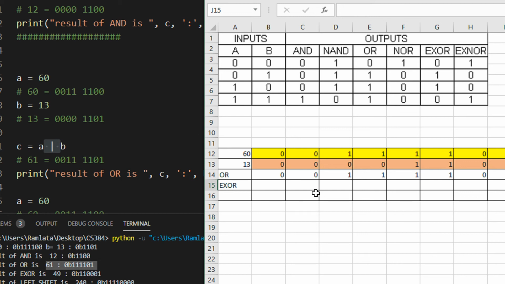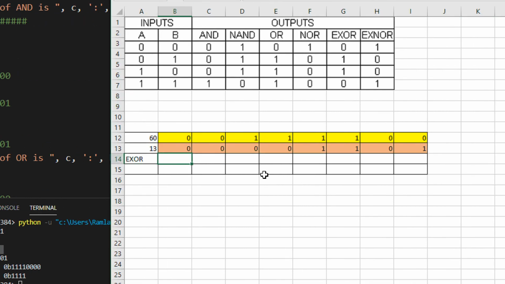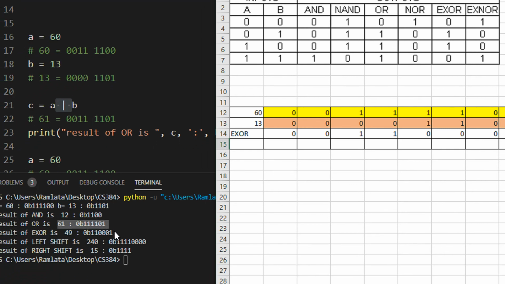So now let us compute XOR. Let us delete the OR value. In XOR, both bits are 0, then it is 0. Both bits are 0, it is 0. Either of them is 0 or 1, it is 1. Again 1. Both bits are the same, output is 0. Both bits are the same, output is 0. Bits are the same, output is 0. Bits are different, output is 1. Let us check in Excel, binary to decimal, from the leftmost: 0, 0, 1, 1, 0, 0, 0, 1. It is 49, and the result of XOR is 49.